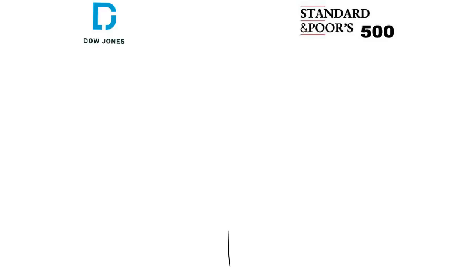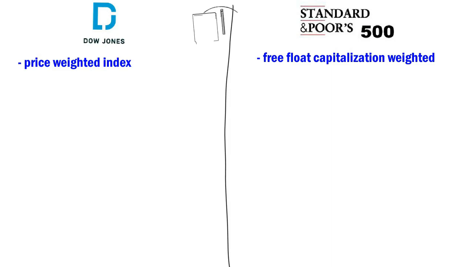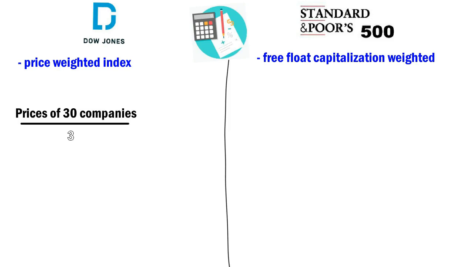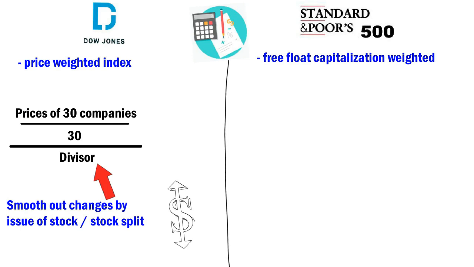Another difference is the method of weighting and calculation. Dow is a price-weighted index, while S&P is a free-float capitalization-weighted index. To understand this, we have to be familiar with the formula and calculation. Simply, take the prices of the 30 companies and divide by the number of companies. This simply gives you the arithmetic average of the price. We are going to take the average and divide by a divisor. The divisor here is used to smooth out the changes caused by stock splits or dividends, so that the index is only affected by the price movement.